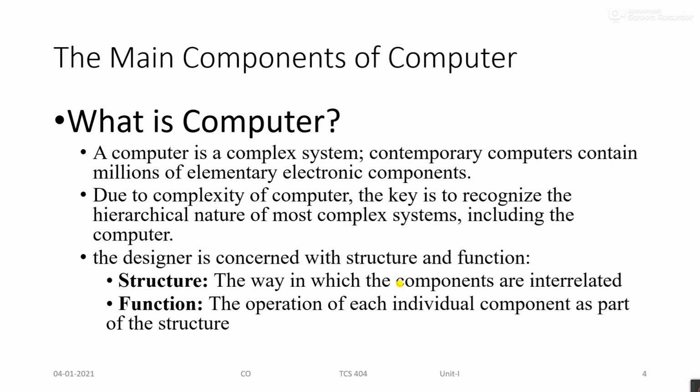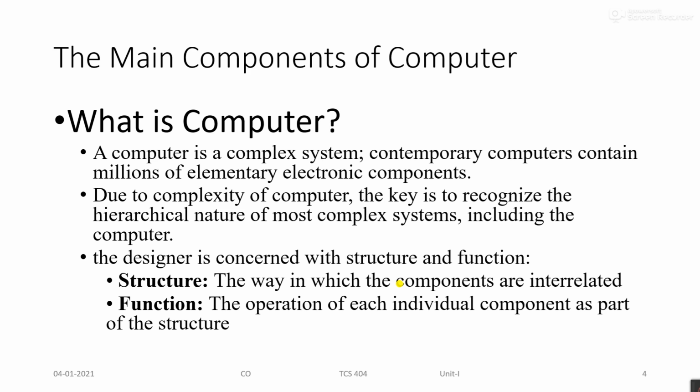So what are the main components of the computer? In William Stallings' book, it is referred to as structure and function. Whenever we are going to understand a computing system, we should know what the structure of the system is and what the function of the system is. We should know both things. A computer is a complex system. Contemporary computers contain millions of elementary electronic components. It is a very basic definition of a computing system or a computer.